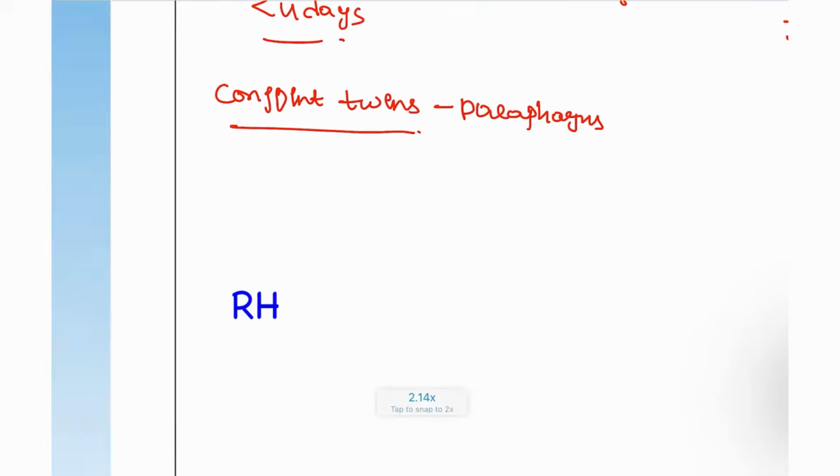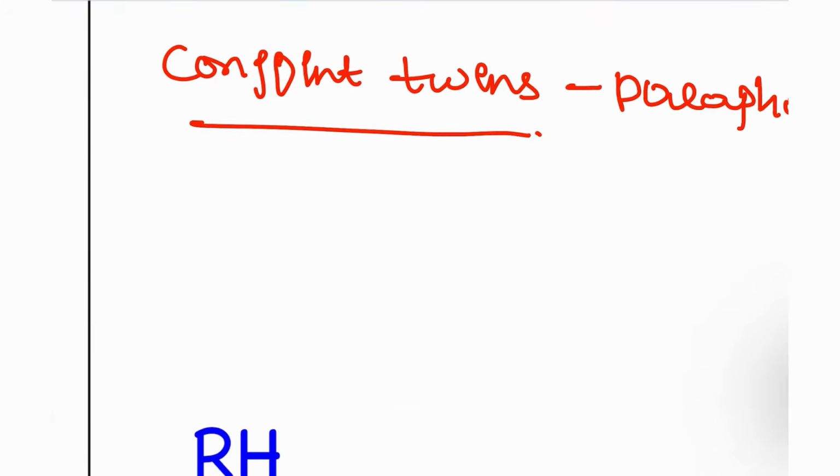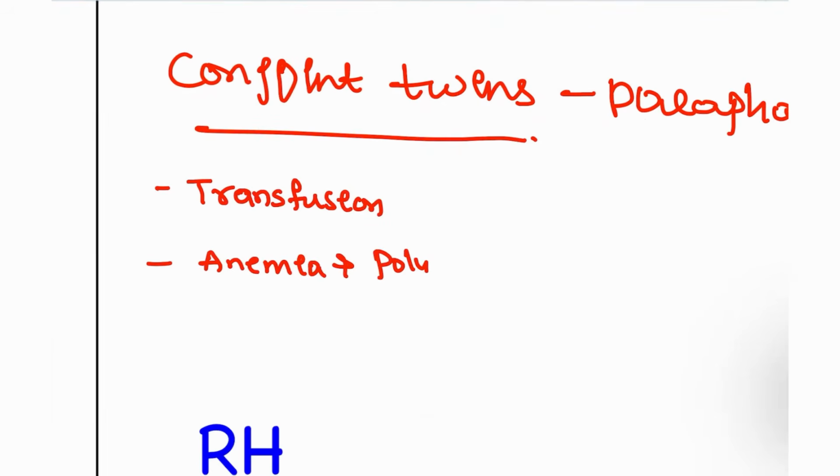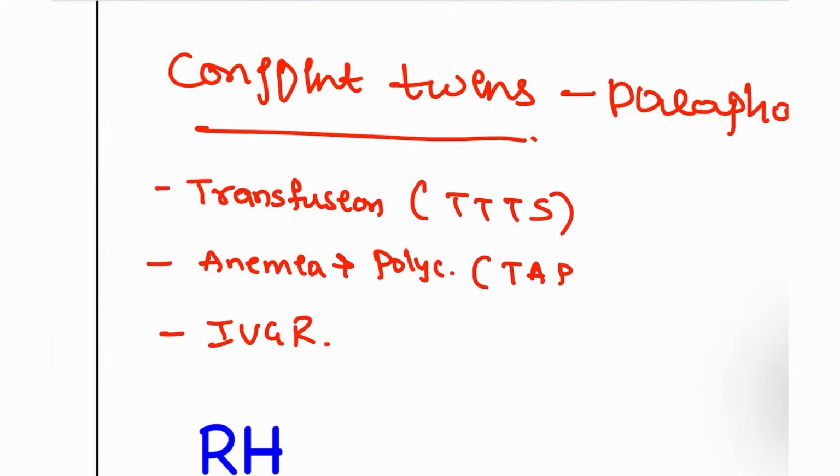And we all discussed the complications commonly associated with twin pregnancies. One is twin transfusion syndrome, another is twin anemia polycythemia syndrome, and IUGR will also be seen. This is twin transfusion syndrome, and here it is twin anemia polycythemia syndrome. IUGR will be seen in this patient.